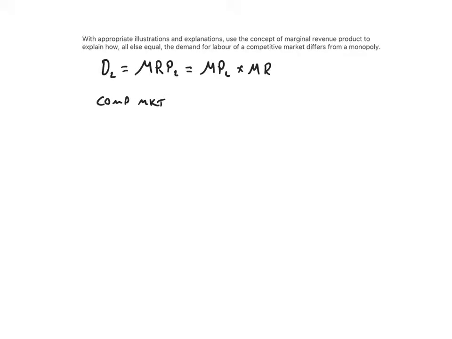because the marginal revenue equals the price of the product in a competitive market, we can say the demand for labor is marginal revenue product, which is the marginal product of labor times the competitive price. So we can illustrate.